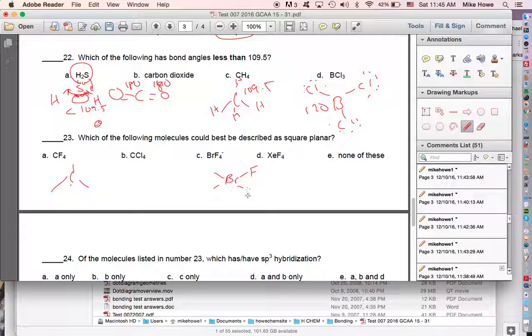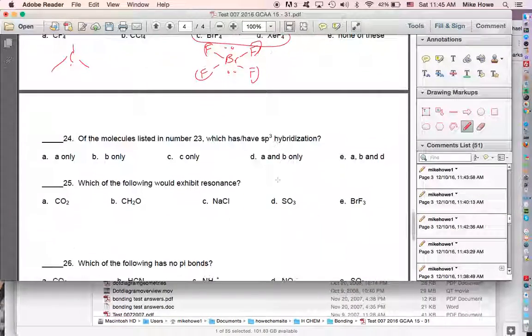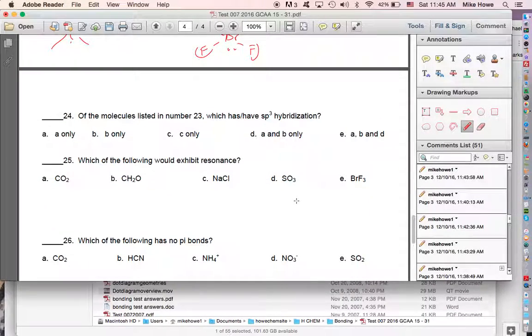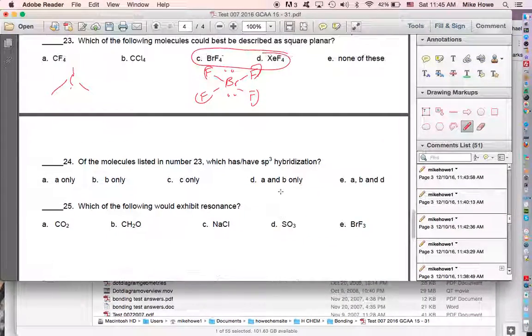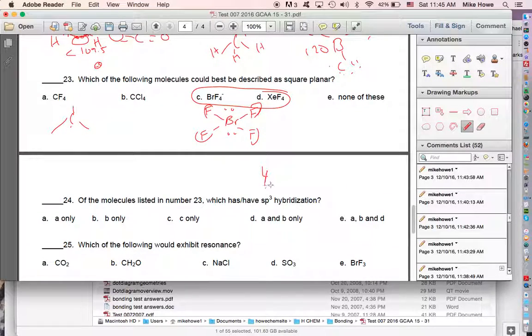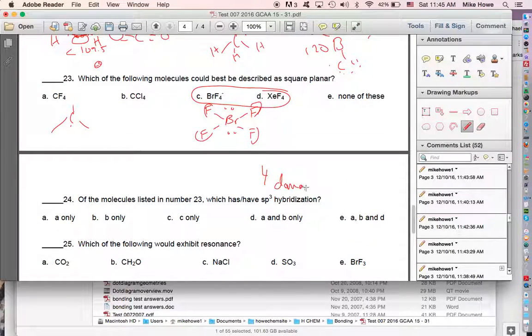And the picture is going to end up looking like this. And that's square planar. So either one of these would have been the right answer, C or D. Which has sp3 hybridization. sp3 means 4 domains. So it looks like it's that one or that one. So the answer is A and B.